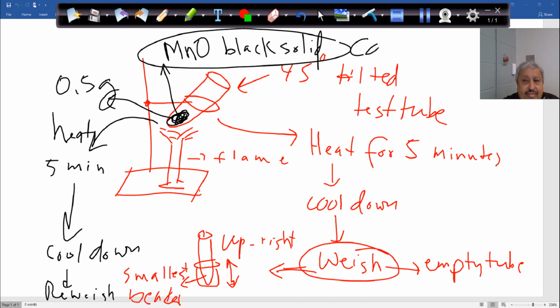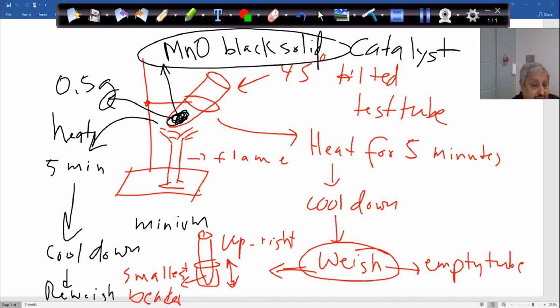This is our catalyst. It speeds up the reaction. It has nothing to do with the reaction. It's not part of the reaction. Okay, guys? After 5 minutes, cool down the whole thing and reweigh. Always cooling down, minimum is 5 minutes.